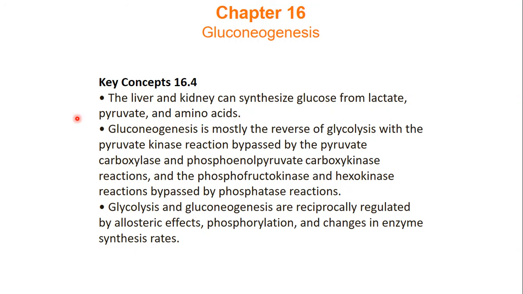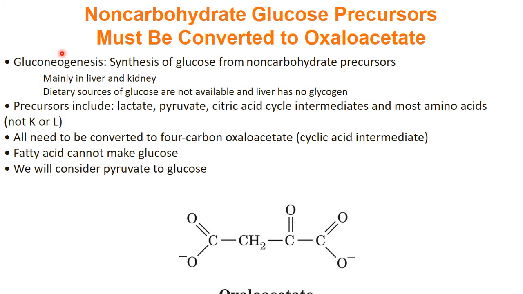In this video, we're going to go over gluconeogenesis. Gluconeogenesis is the synthesis of glucose from non-carbohydrate precursors. This happens in your liver and your kidney, and you go through this when you don't eat glucose and you have no glucose or glycogen left in your liver. And certain parts of your body, like your brain, need glucose, so you need to construct glucose.